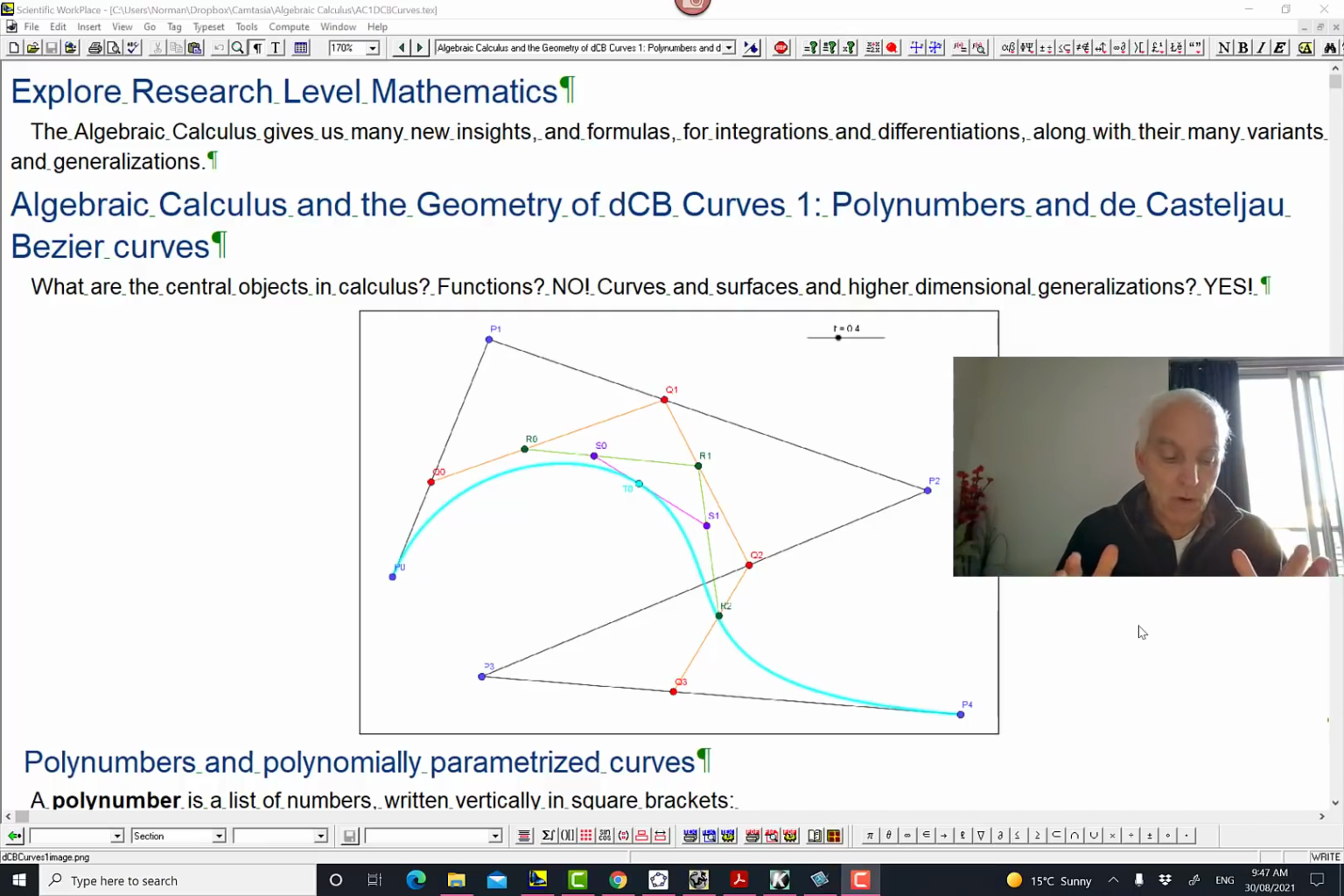That's the topic that we're going to be pursuing, and I'm going to try to explain aspects of the algebraic calculus to you in the direction of the geometry of these remarkable curves called de Castelnau-Bézier curves, which from my point of view are the central objects in calculus.